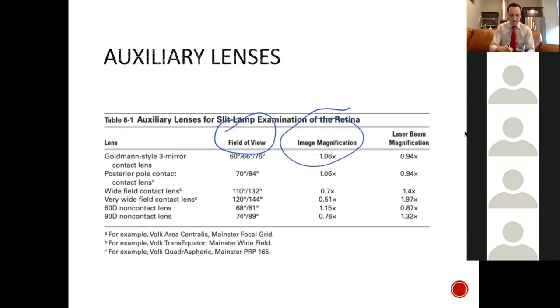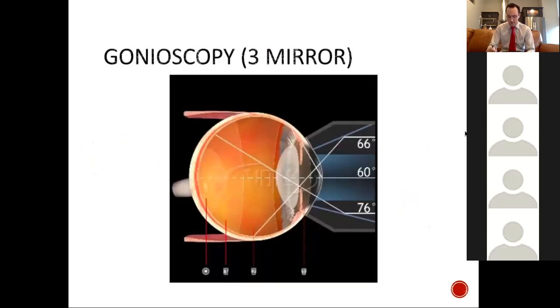And so I think the Goldman 3 mirror would be the area we need to kind of focus on for our board exam. And so within the Goldman 3 mirror, as you know, we have several mirrors, okay? And these mirrors have different angles, okay? And so let's go ahead and draw out these mirrors in relation to the angles.